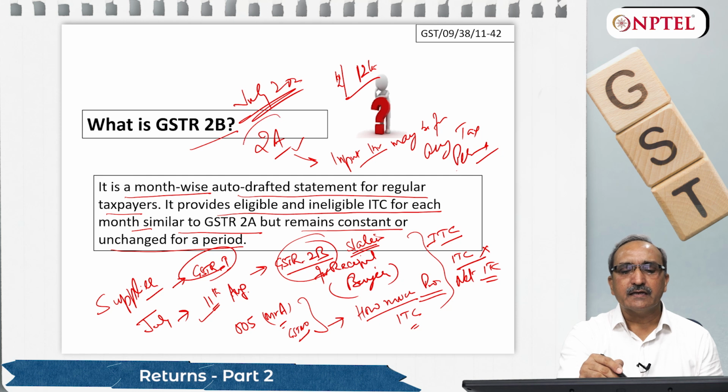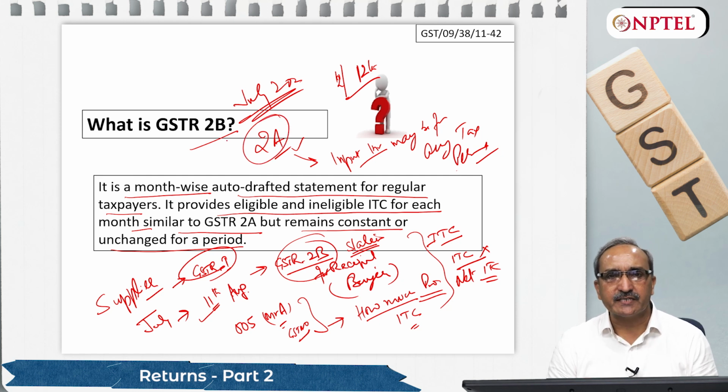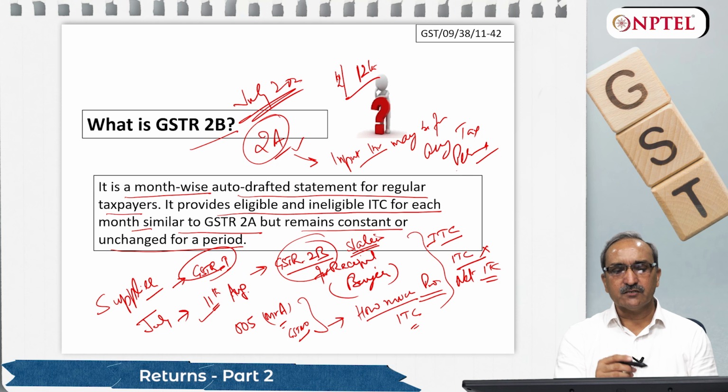So 2A can have invoices of previous tax periods also, whereas 2B has invoices of last month only. But for all tax periods, these statements of 2A and 2B are available on the GST portal. We will see that when we study the GST portal also.